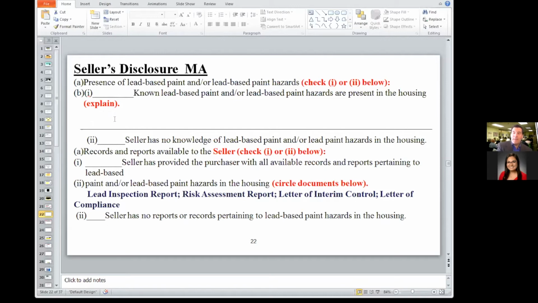Had lead inspection couple years ago. Lead inspector told me we have some lead in the house. There you go. Excellent. Don't have to write a whole story. And then over here, it says, well, if Mary knows about lead, check. She wrote down, had lead inspection. Awesome. Then it says, seller has provided the purchaser with all available records and reports pertaining to the lead.